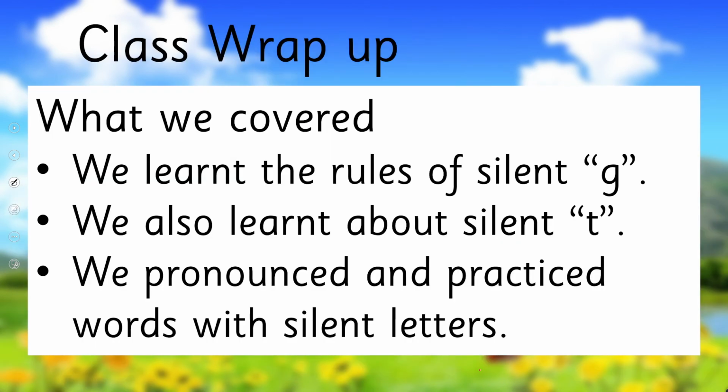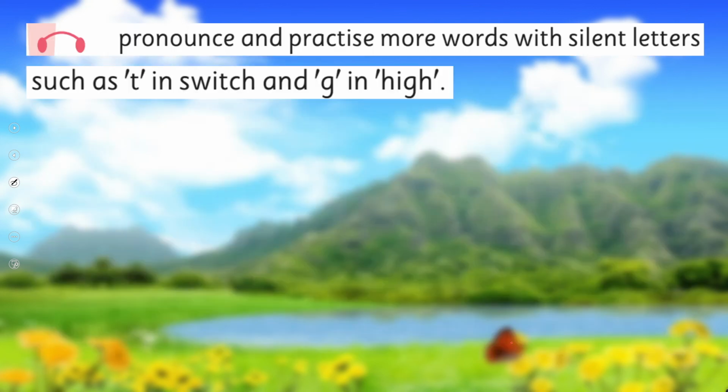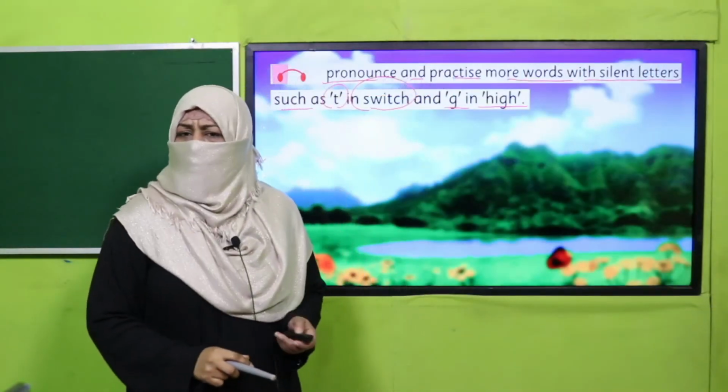So what have we learned today? We learned the rules of silent G and we also learned about silent T. We pronounced and practiced words with silent letters. So in this way, we achieved today's SLO, that is to pronounce and practice more words with silent letters such as T in switch and G in high. Are we done with it?